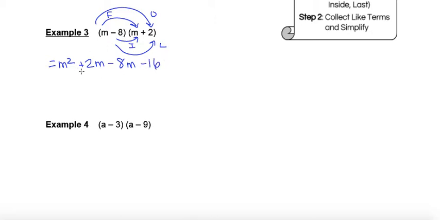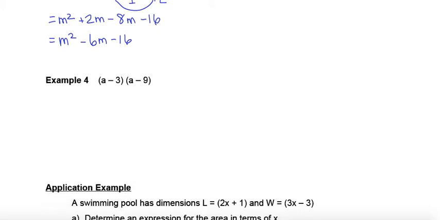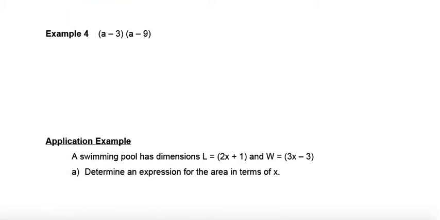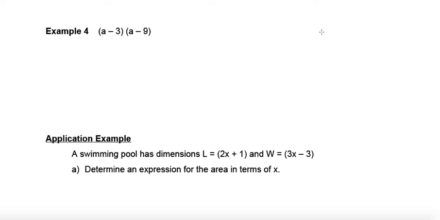So let's simplify or collect our middle terms. We have m squared. 2 take away 8 is negative 6m, and then negative 16. And the last example that we're going to do on this sheet before we get into some word problems or applications is example 4.